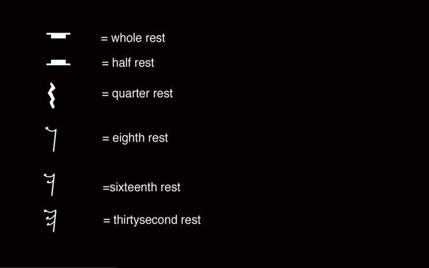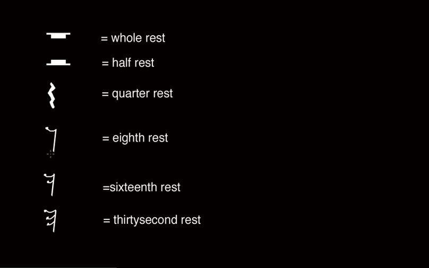So the top one here, we have a whole rest, and this is the symbol for it. And then a half rest, this is the symbol we use. Then we have a quarter rest, an eighth rest, 16th rest, and 32nd rest. As you can see, the 8th rest, 16th rest, and 32nd rest look somewhat similar to an 8th note, 16th note, and a 32nd note, given the fact that they both have flags being used.